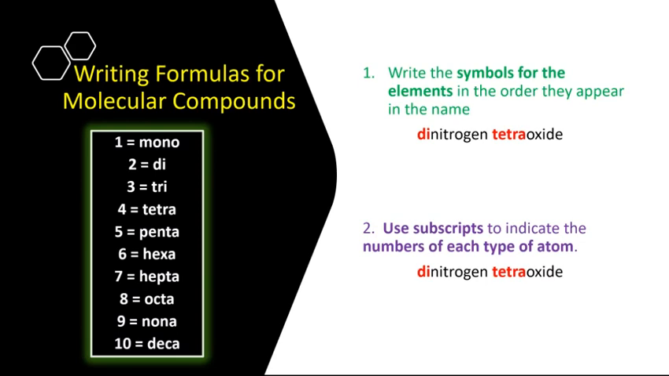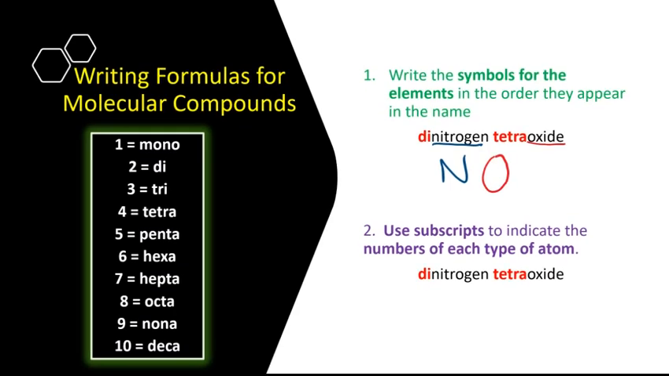Okay, we have the example of dinitrogen tetraoxide. So the first one is nitrogen right here. Let's write down N for nitrogen. The second is oxide. That means it is oxygen. Let's write down O.